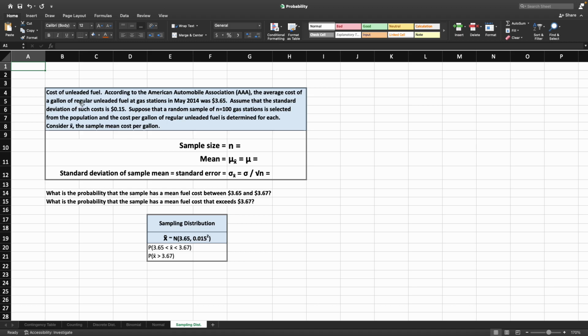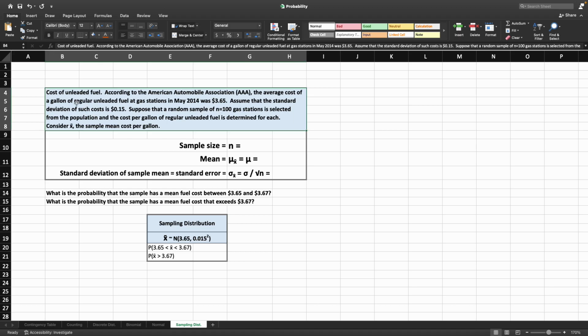So if we recall, we had a question where we were looking at the cost of unleaded fuel. According to the AAA, the average cost of a gallon of regular unleaded fuel at gas stations in May 2014 was $3.65. Assume that the standard deviation of such cost is 15 cents. Suppose that a random sample of n equals 100 gas stations is selected from the population, and the cost per gallon of regular fuel is determined for each. Consider x bar the sample mean cost per gallon.